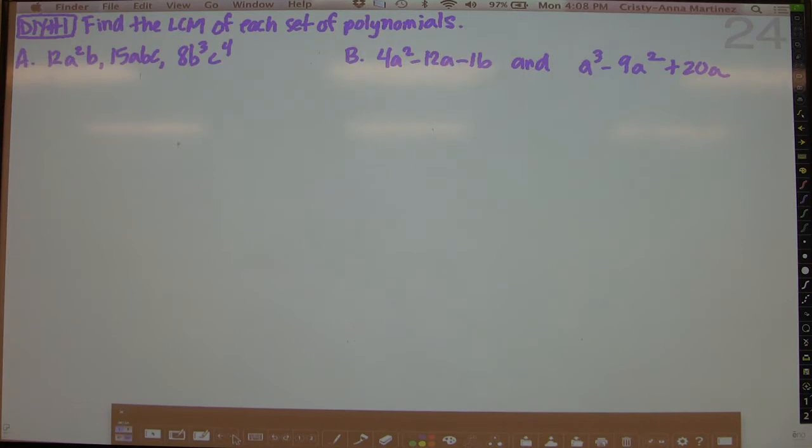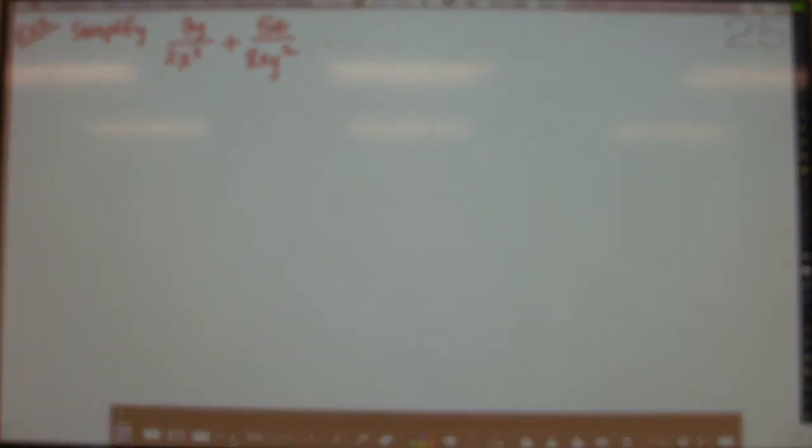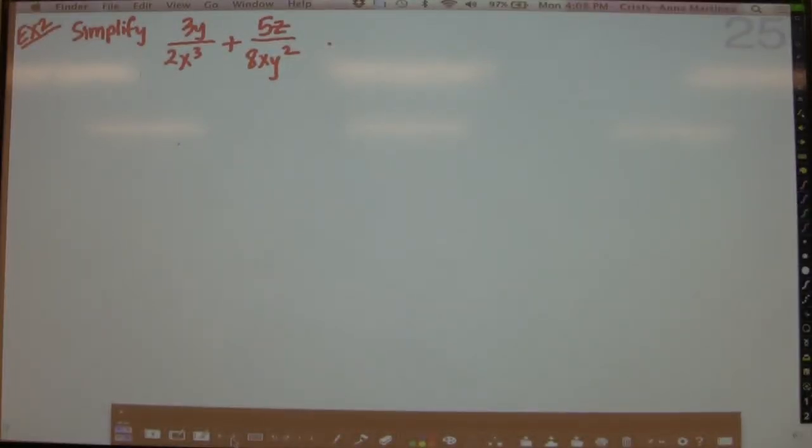So now you will try this do-it-yourself question, and then we'll move on to actually applying some of this adding and subtracting. All right, we're going to start with some smaller fractions and then move on to some of the bigger ones. So here we go. We need to find our least common multiple so we can have a least common denominator.